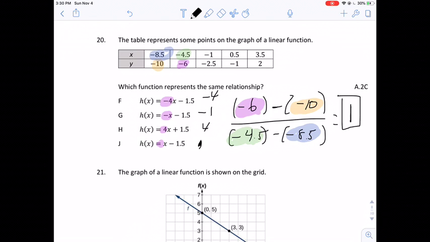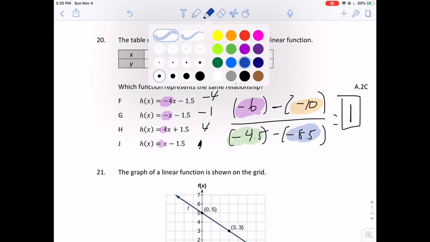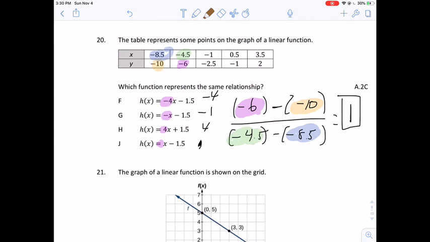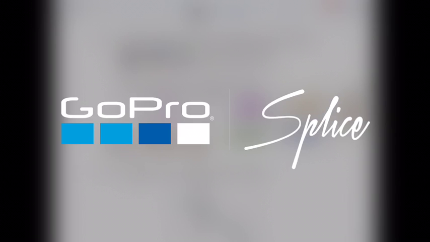So if my slope happens to be 1, which equation has a 1 as the slope? Right here. This is the only equation where the slope is 1. And that is my correct answer right there, J.